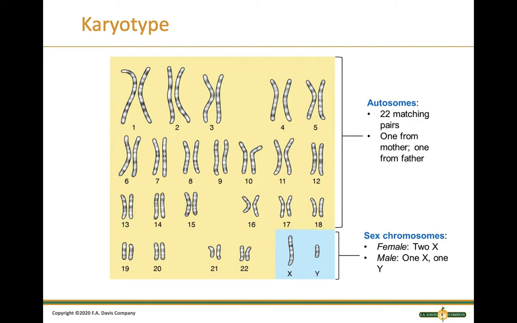Then we have one pair of sex chromosomes. So this right here is a male because it has one X and one Y. If there were two X's, it would be a female. And the sex chromosomes are going to determine your gender. So the autosomes are most chromosomes, and they're the same in males and females. Sex chromosomes are different in males and females.